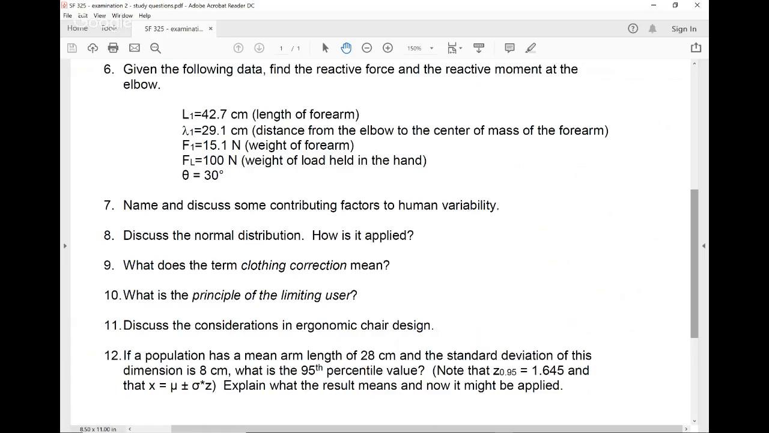For force, remember, we just add up the forces together, and we get the force. So in this case, 115.1 is our force at the elbow. For the torque, it's a little bit trickier. You would need to use a calculator. Please bring a calculator. And if you don't have one, I have a couple you can use.